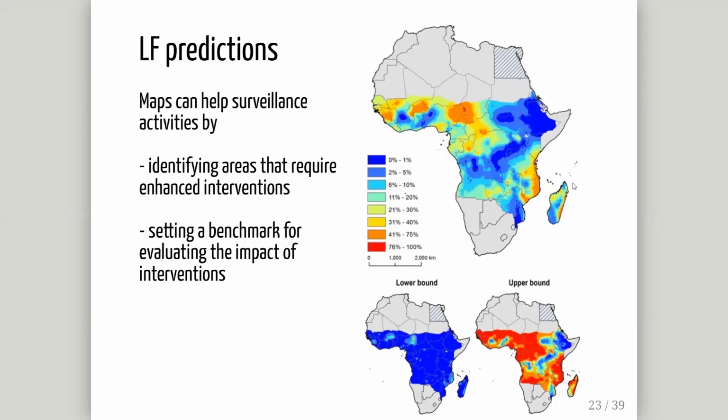uncertainty of these predictions. So these maps are very useful because they allow us to identify areas that require enhanced interventions. And they're also useful for setting a benchmark for evaluating the impact of future interventions.